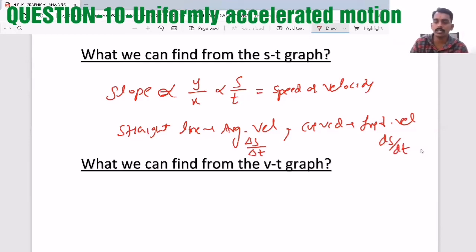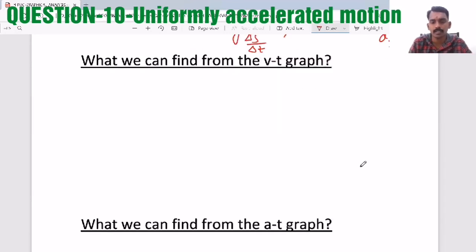But the area below the ST graph, if you find it, is not equal to any quantity, it is S into T. You can find it, but it is not equal to any physics quantity. That's why we can find only the slope in solving numericals.